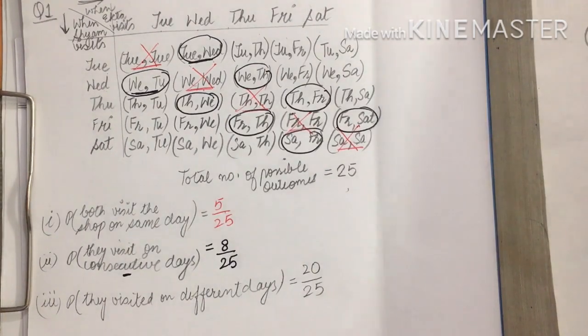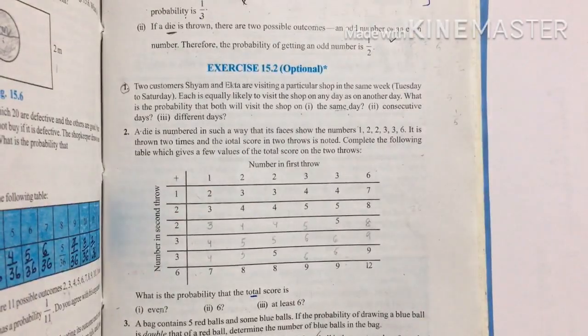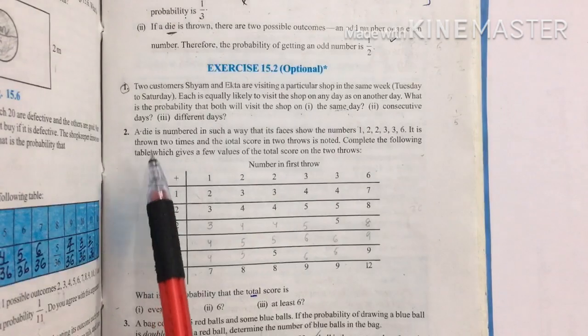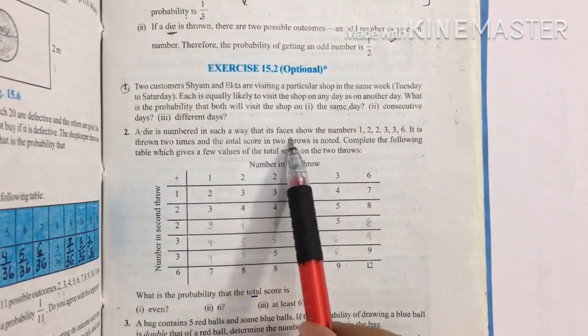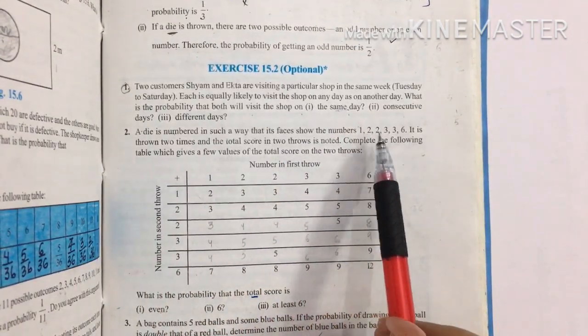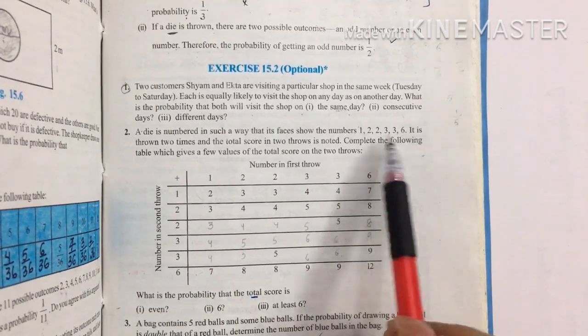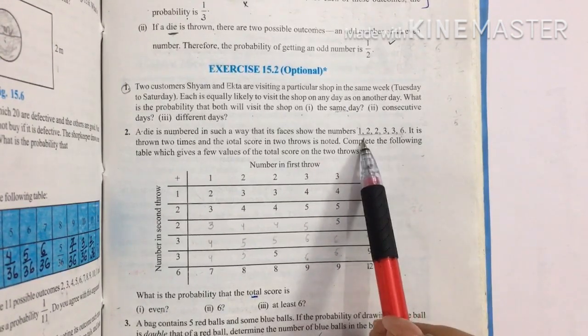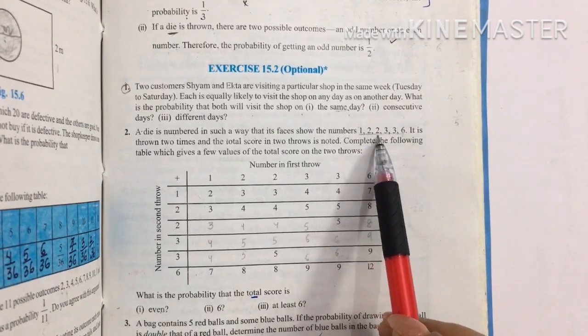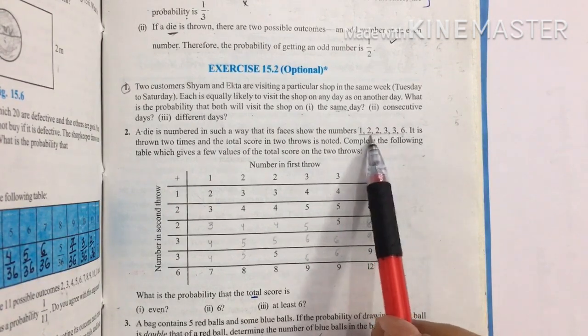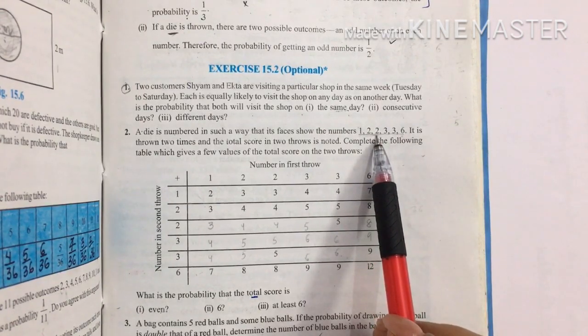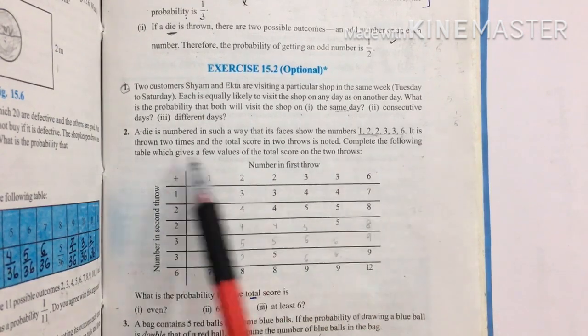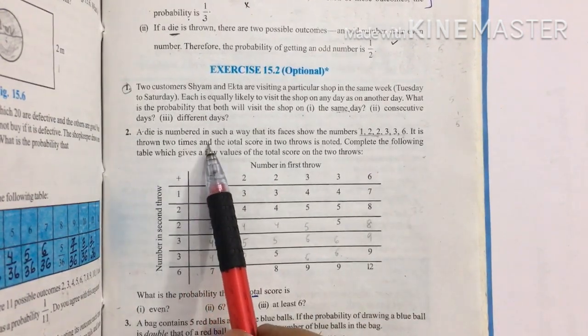Let's take a look at the next question. Question number 2. A die is numbered in such a way that its faces show the numbers 1, 2, 2, 3, 3, 6. This is not a regular die. This is a biased die. We don't have 1, 2, 3, 4, 5, 6. This is a manipulation with the die. It is thrown 2 times. So one die thrown twice.